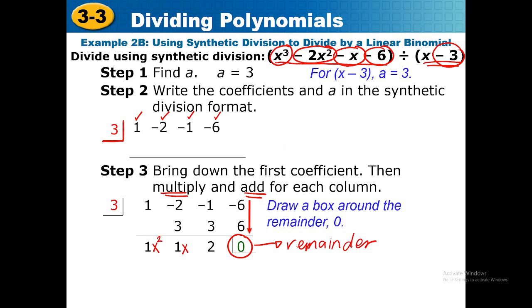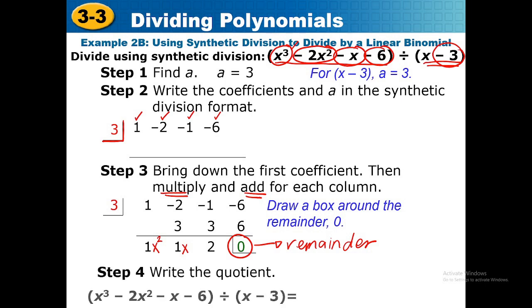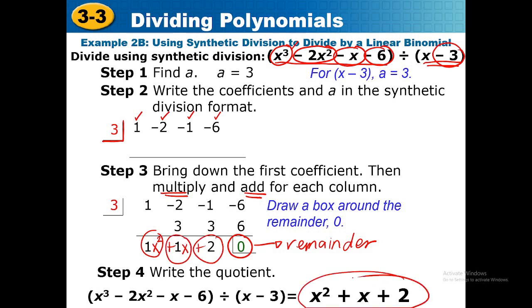In this case, our degree is 3. So, 3 minus 1, that's 2. I will start with x squared here. So, to write my final answer, I will simply have x squared plus x plus 2. And that will be our quotient. Any questions so far?